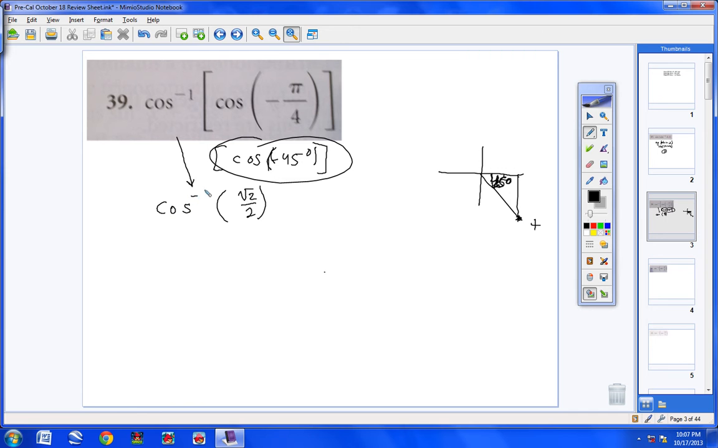So cosine inverse of... boy, this pen is really acting up, guys, and I apologize to you. There we go, cosine negative 1. Now cosine inverse simply means: cosine of what angle gives me square root of 2 over 2? Now remember, whenever you're dealing with inverse cosines, we have a boundary we have to use, and the boundary, of course, for cosine is the first and second quadrant.